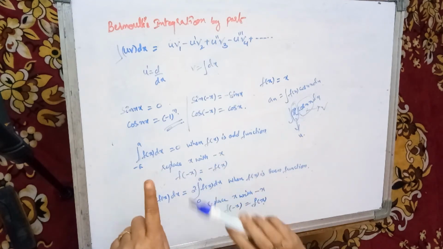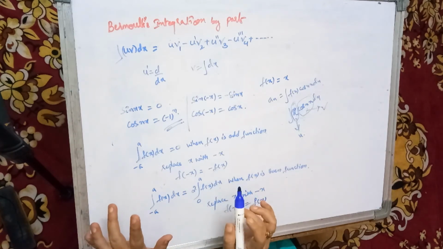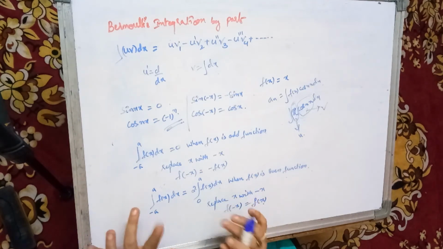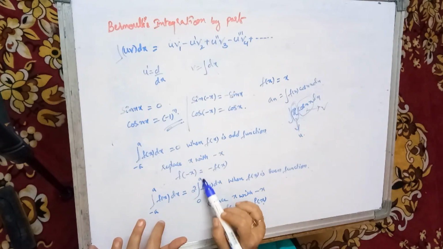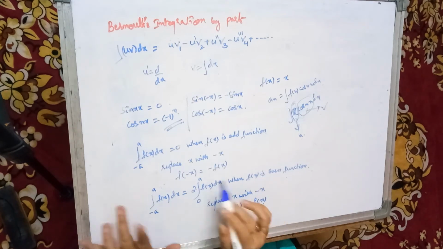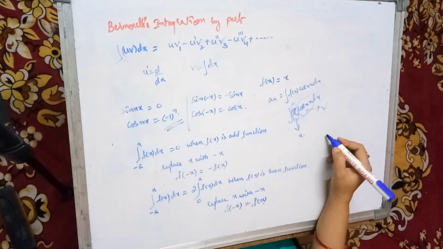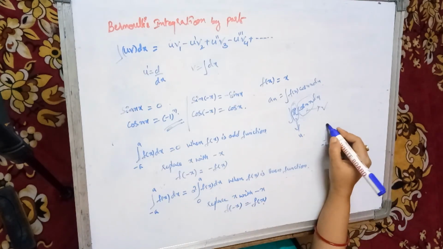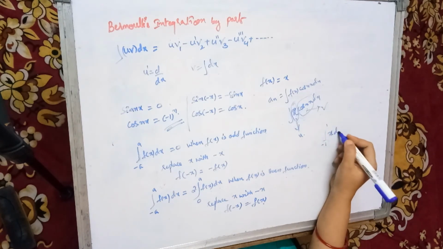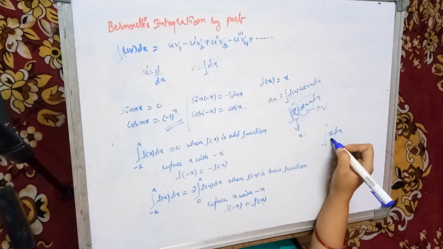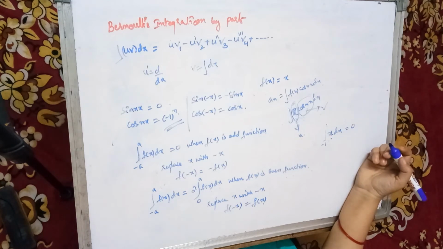One limit is positive and one is negative. In that case only, you check whether the function is even or odd. If it's even, then you change that integral to 2 into the integral from 0 to a of f of x into dx. If it's odd, then directly you declare that the integral is equal to 0. Suppose they have given you the interval from minus 1 to 1, x into dx, where x is an odd function. So directly you can declare that the integral is equal to 0.